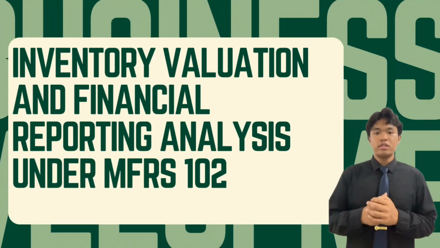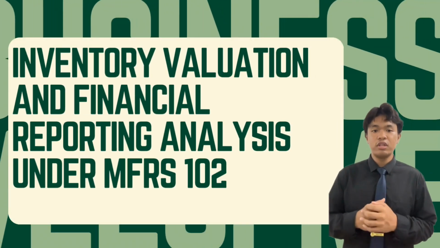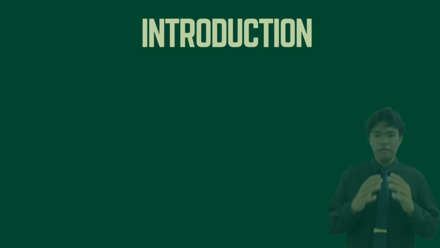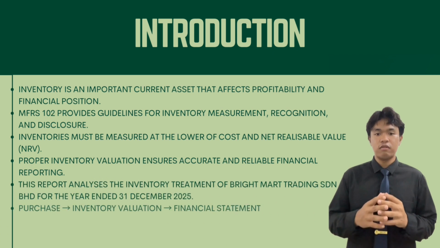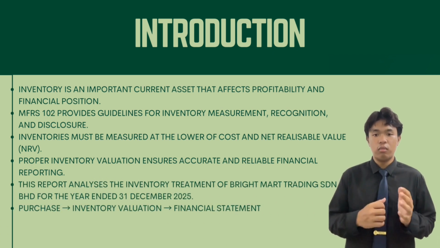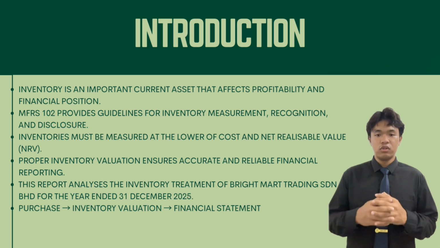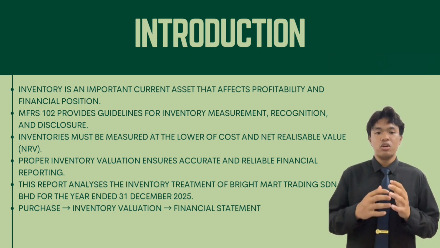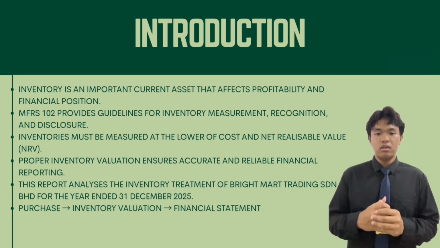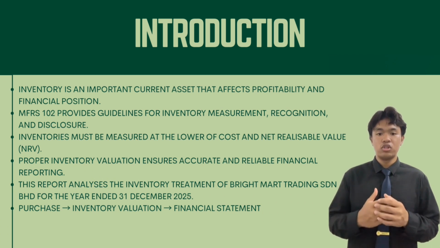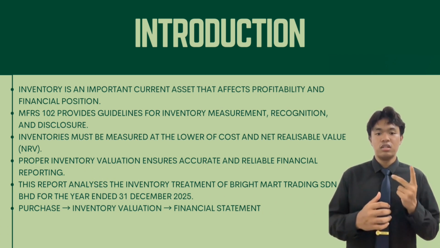So today we will be presenting our assignment entitled Inventory Valuation and Financial Reporting Analysis under MFRS 102. Inventories are one of the most significant assets for a trading company because they directly influence both profit and the value of assets reported in the financial statements. If inventories are valued incorrectly, the company may report incorrect profit and mislead users of financial statements such as investors, creditors and management. Therefore, MFRS 102 provides guidance on how inventory should be measured, recognized, and disclosed.